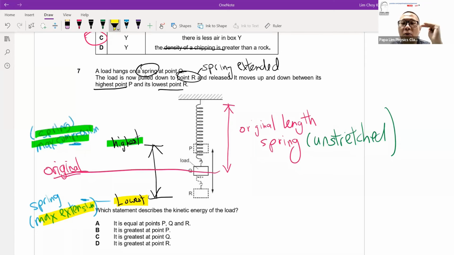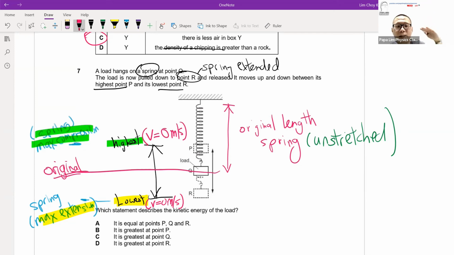At these 3 points, there are certain characteristics that students have to take note of. For example, at the highest point and the lowest point of the oscillation, the speed of the object is actually 0, primarily because the object is about to change direction. At the highest position, before it starts coming down, it must slow down and reduce its speed to 0 first before it changes direction.